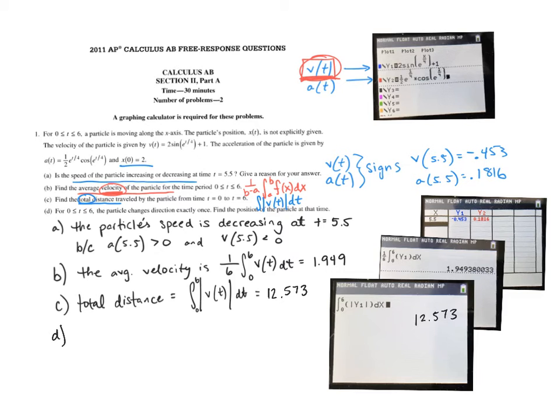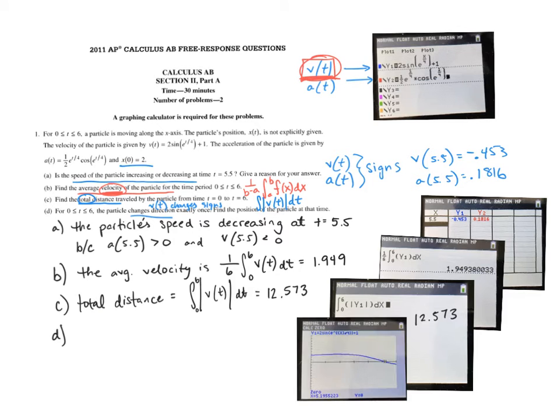So changes direction. We should remember from our notes, we have a really good set of notes here. The particle changes direction when its velocity changes signs. V of t changes signs. So we need v of t to change signs, and I'm going to use my handy dandy calculator, and look at the v of t graph and see when it changes from positive to negative, or negative to positive, when it crosses the x-axis.